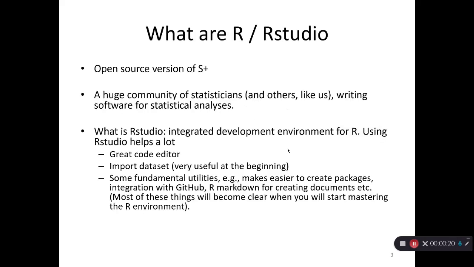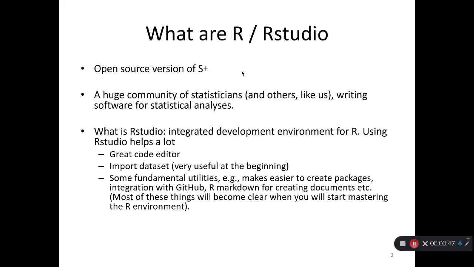What is R? And what is also RStudio, which we will be using in this course. R is an open source version of S+, which is a commercial statistical software. It includes a huge community of statisticians and other people, like psychologists, that write software for doing, for example, statistical analysis, which is the reason why R is mostly used.